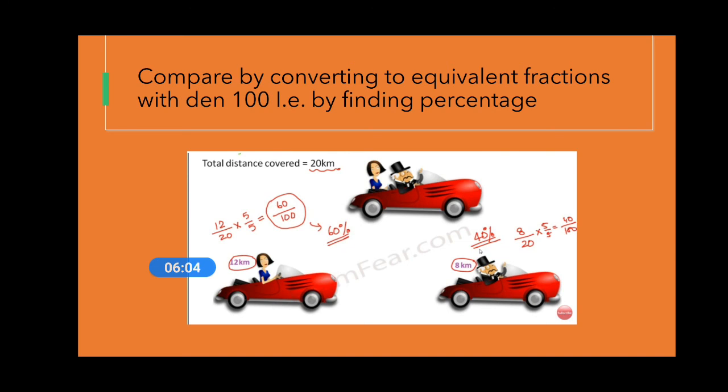And for the man, by multiplying and dividing again by 5, 8 upon 20 becomes 40 upon 100, that is 40%, and the lady covered 60 upon 100, that is 60%. The lady covered 60% and the man covered 40%. So this is also one way to compare two quantities. The rest we will do tomorrow.